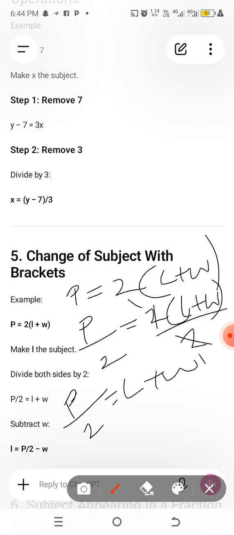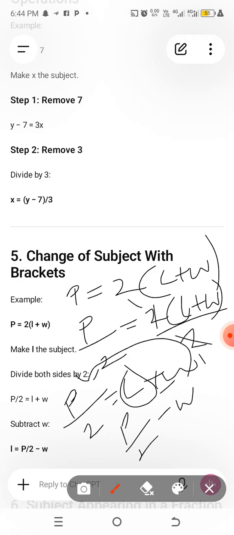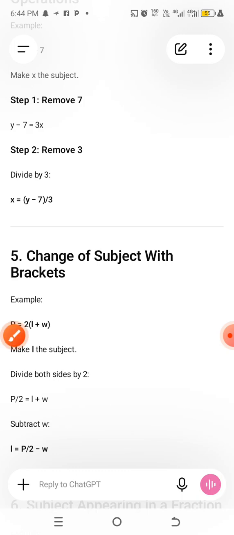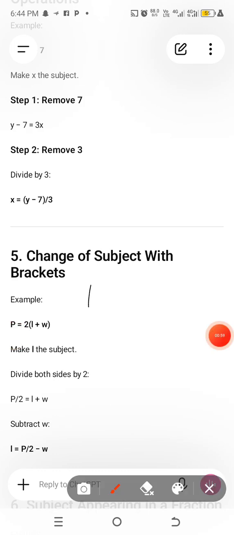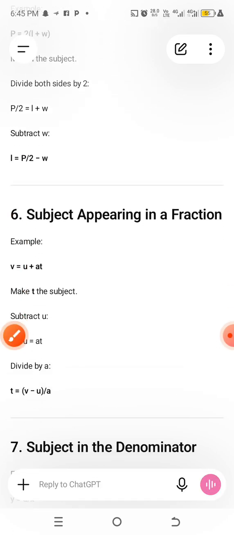It does not end here. After then, you must allow this L to stand alone. So this W will come here, changing this plus sign to minus sign. That will be P over 2 minus W equal to L. So L equal to, let me write very well, L equal to P over 2 minus W. So this topic is very simple if you listen attentively.